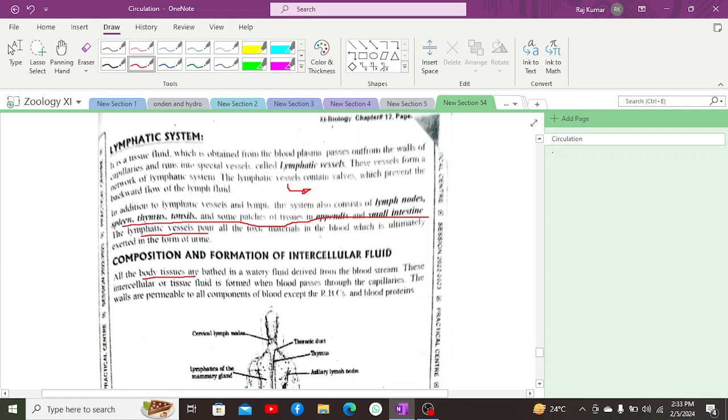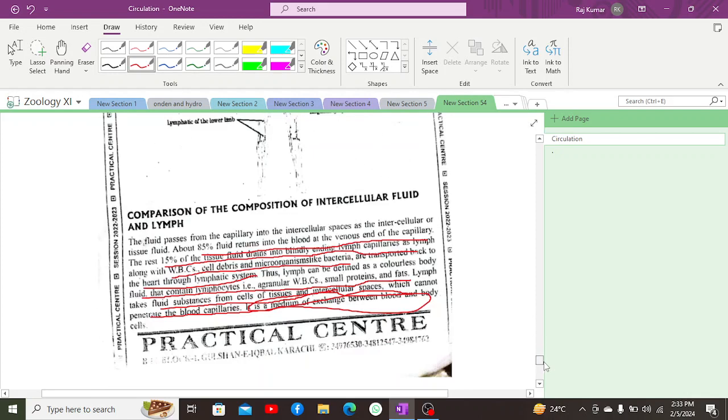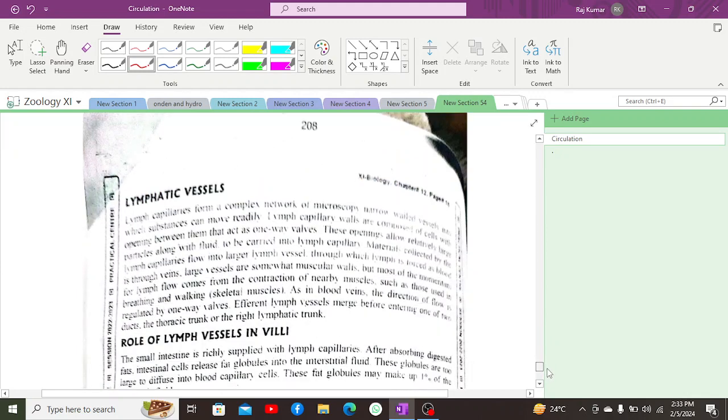And all the body tissues are bathed in a watery fluid derived from the bloodstream. We have previously studied that. And here, when it comes to the lymphatic vessels, these capillaries form a complex network of microscopic narrow-walled vessels, through which substances can be moved readily. And lymph capillary walls are components of cell walls.